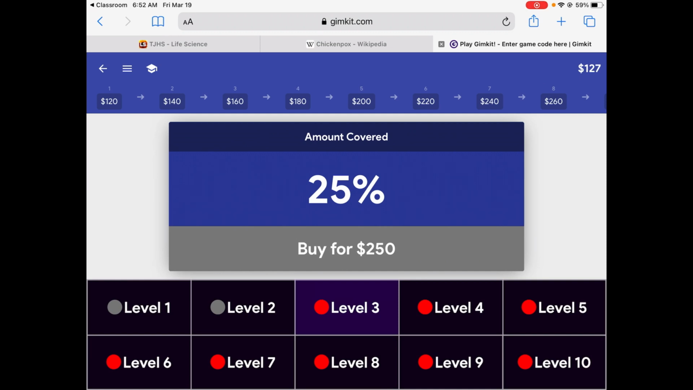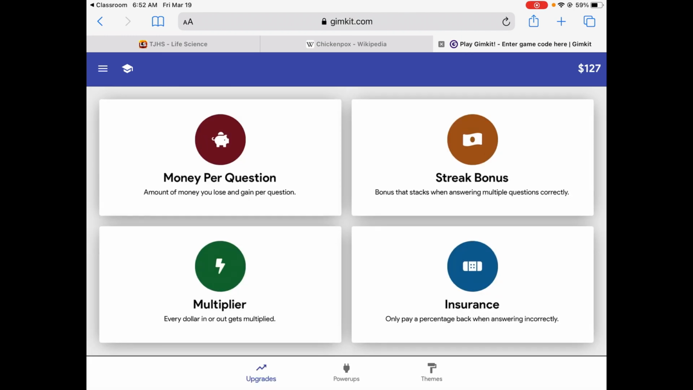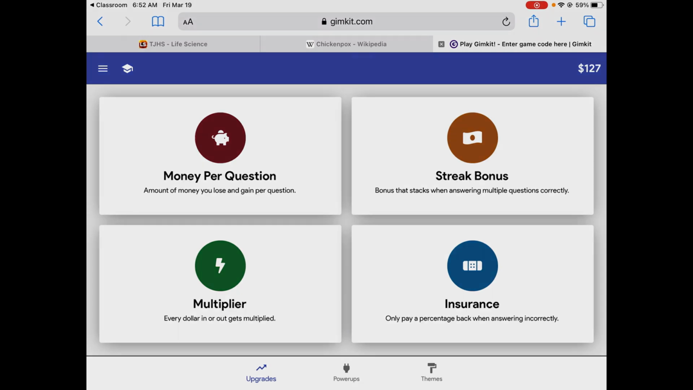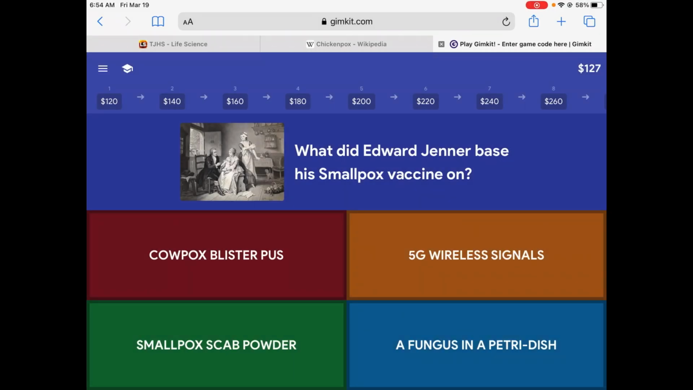If you're doing well, you don't need insurance. And I hope you enjoy playing this game. It shouldn't be stressful if you use your strategies and if you go shopping. All right. I forgot something.